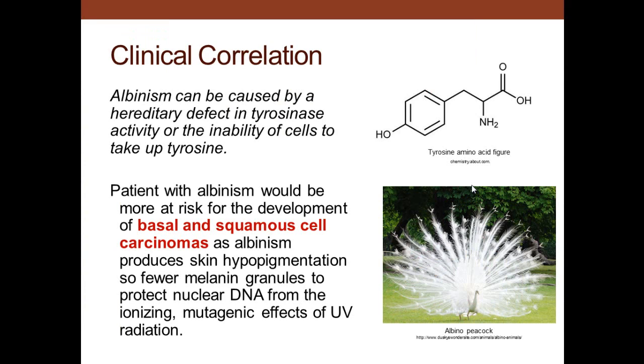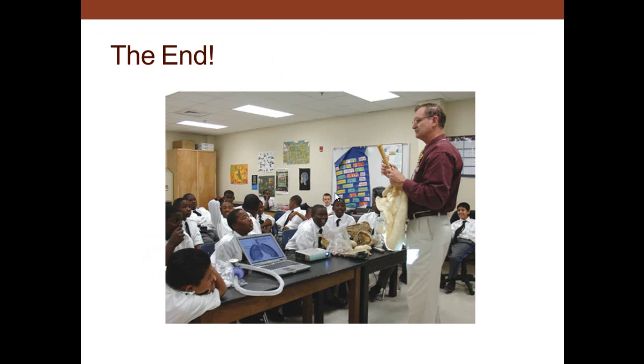So in terms of our clinical correlations, patients with albinism would be more susceptible to basal and squamous cell carcinoma because they don't have the pigmentation above the mitotically active cells, and they'll be susceptible to DNA alteration due to UV exposure. Thank you.